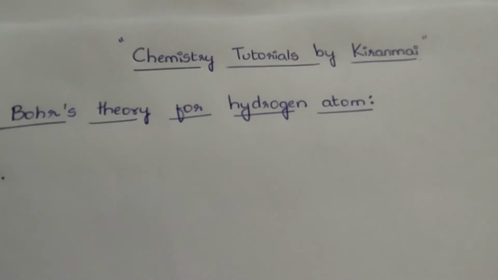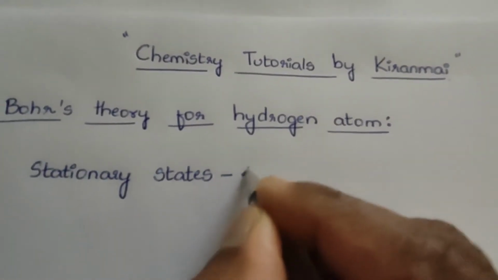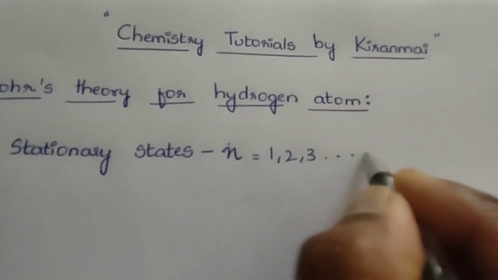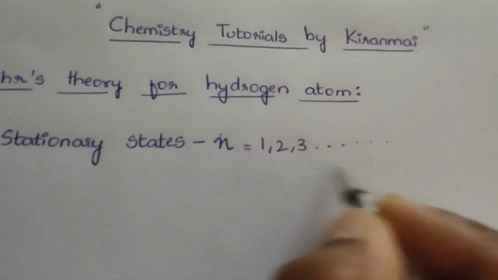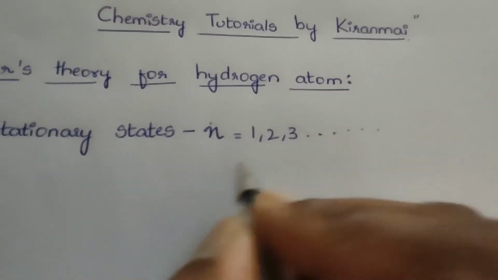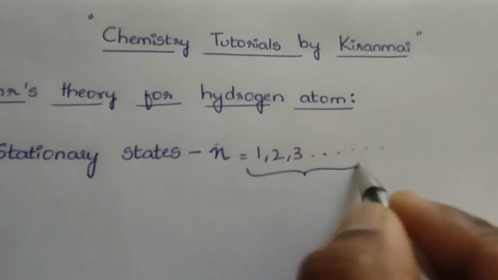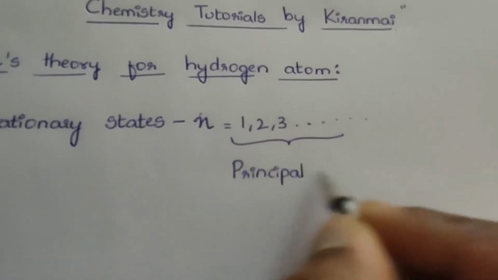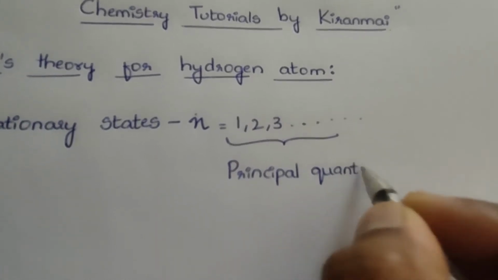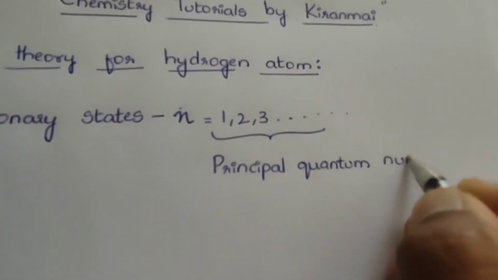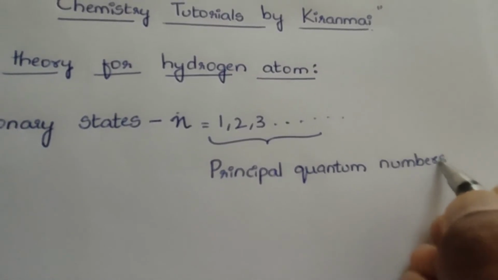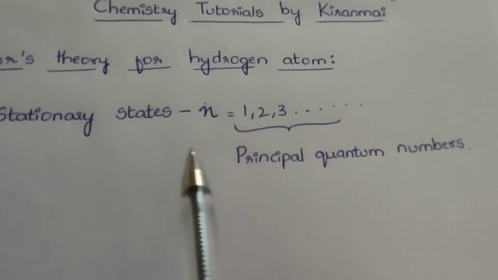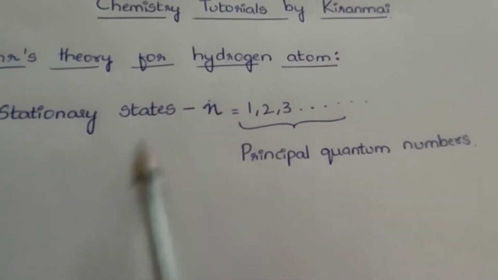Stationary states are numbered. It is denoted by the letter n and is given the value 1, 2, 3 and so on. These integers are called principal quantum numbers. These principal quantum numbers give us the information about the electron's position in the atom.